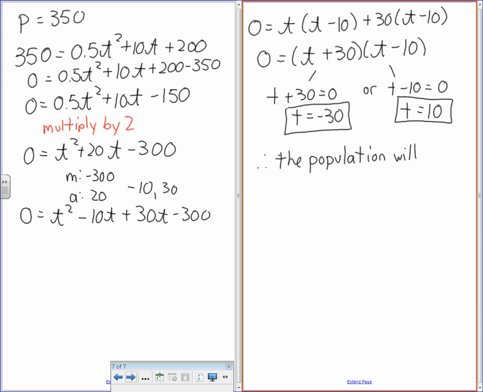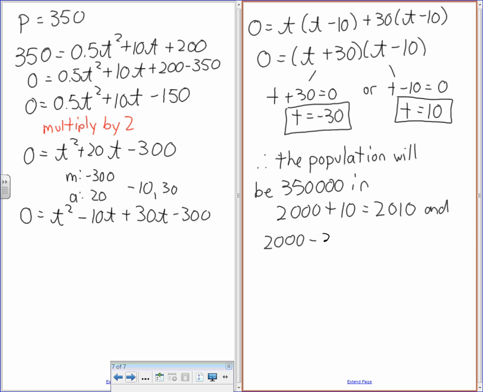will be 350,000 in 2000 plus 10 equals 2010, and 2000 minus 30. This is one where the negatives actually work, okay? So this is probably a town that started off enormous, and then maybe they closed some factories or something, and they lost people, and then weren't able to get back to town, whatever, okay?